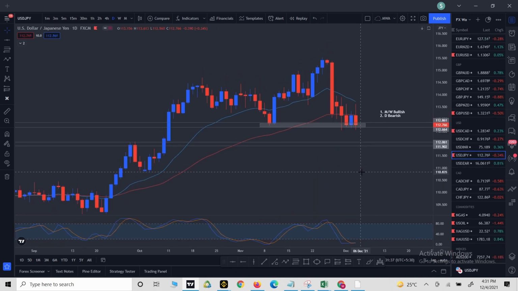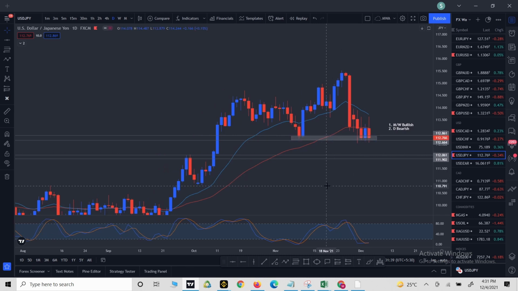Now USDJPY, as we can see, let's suppose we start from here. We have a high, low, higher low, higher low, then higher high, and then the price broke and closed below the previous support, so making a lower low. Then we had a lower high. All right, so as we can see, the price already broke and closed below the recent support, so we are bearish at the moment on the daily.